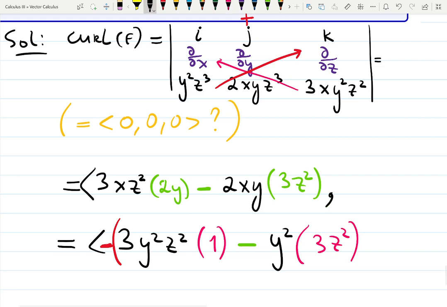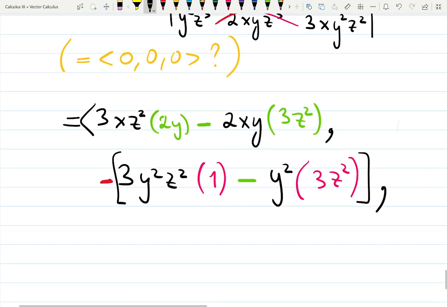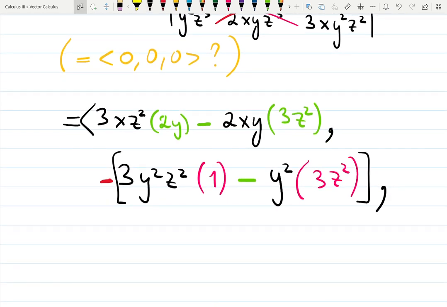Is it the same? Does it give you 0? I don't know. Let me check. Let me put it not in parentheses, but in brackets. Comma, comma. This is my second component. Minus 3y squared z squared minus 3y squared z squared. Plus. It's plus, right? So it is 0. Nice. Because of these brackets, anyway, the thing inside is 0. So whatever negative, it doesn't matter.